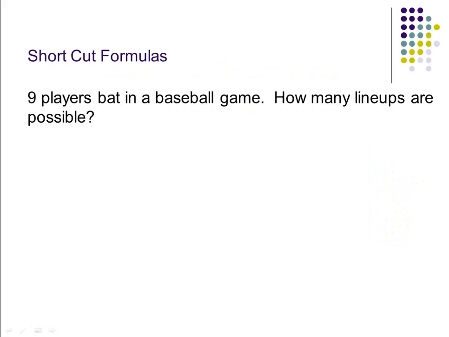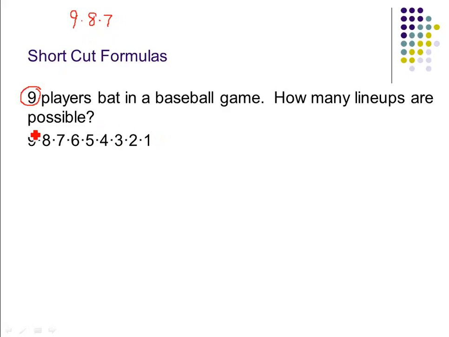Okay, shortcut formulas. So let's say you have 9 players who are going to play in baseball, and you want to know how many lineups are possible. Well, if I have 9 players in a game, for my first person, I have 9 people that can go first. And then the second batter, I have 8 choices. And then the third batter, I've got 7 choices. And I can keep going all the way down till I use them all.